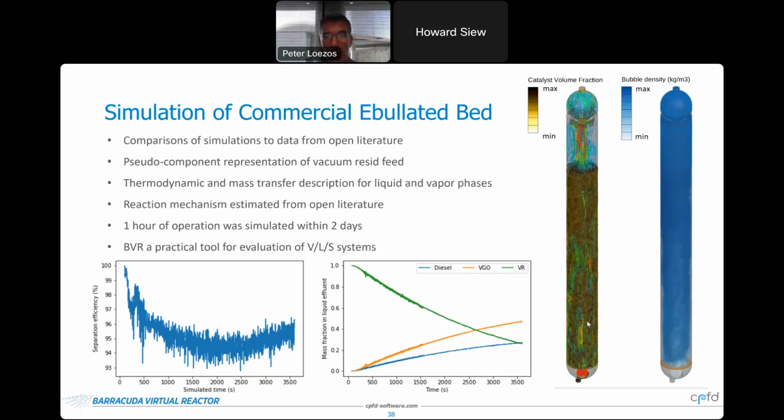So we were able to simulate 1 hour of operation in this specific case within about 2 days. So it's pretty efficient. And an example of that is given in the plots on the bottom. Here we're looking at the separation efficiency of the vapor liquid separator, as well as the yields versus time. And so I want to end this by saying Barracuda Virtual Reactor is not only a practical tool for our traditional focus areas like FCC units, but it's also become a very practical tool for the evaluation of vapor liquid systems like this ebulated bed as well.